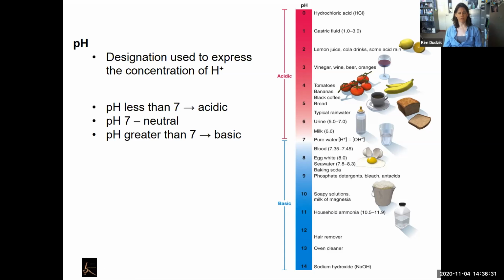Okay, so just a little background on pH to remember. pH is a term we use, meaning potential hydrogen, to express the concentration of hydrogen ions.